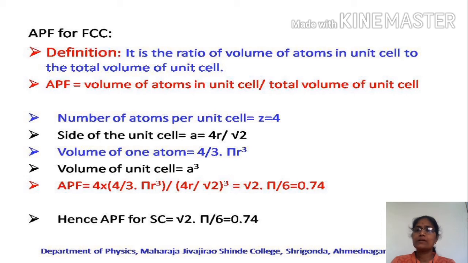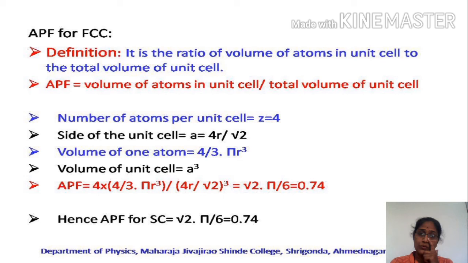As I have told you, void space is not mentioned in your syllabus, but if you want to calculate the atomic packing factor along with the void space, then how to calculate it? I have told that if we consider the 100% packing, that is 100, and if we subtract the atomic packing factor value from it, then you will get void space.